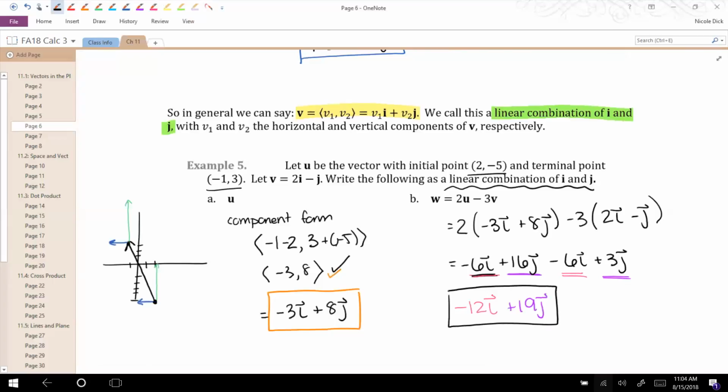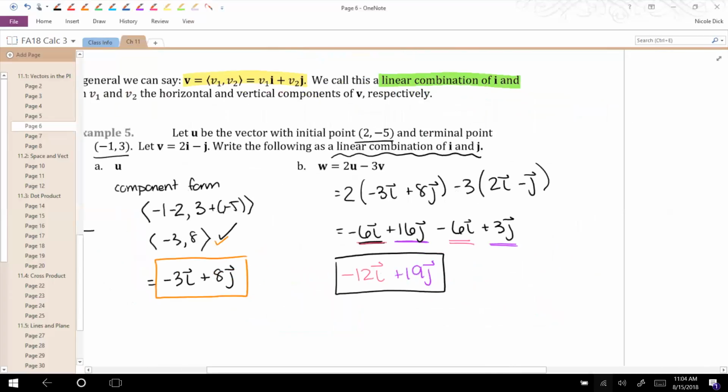If you'd rather work with those in component form, I'm fine with that. Okay, I won't go through all of it, but I'll just set up what it would look like. If we're going to do this problem in component form, u we already have in component form, so we'd have 2 times -3, 8. And then minus 3 times v. Now v isn't given to us in component form, but what would this vector v look like in component form?